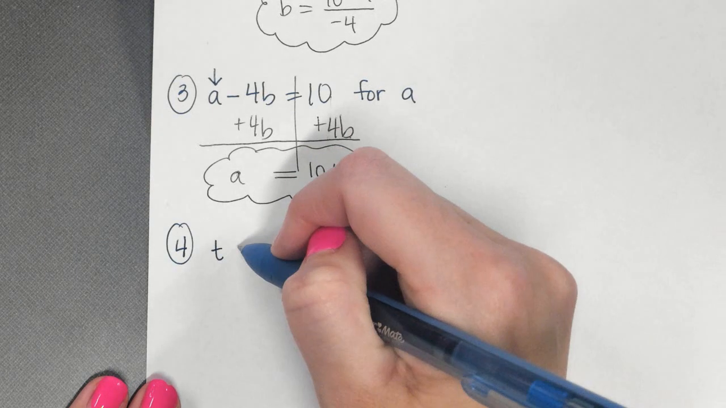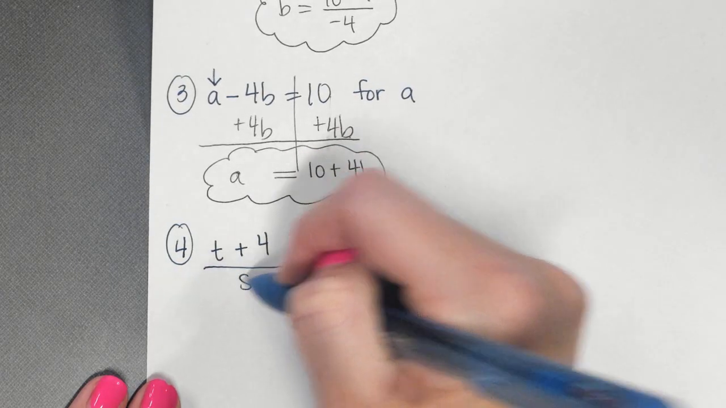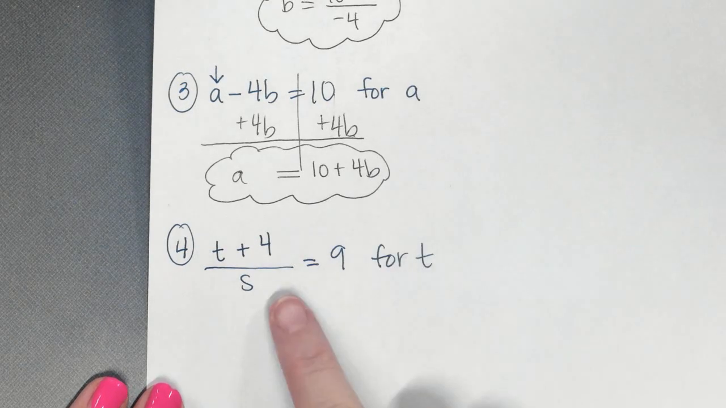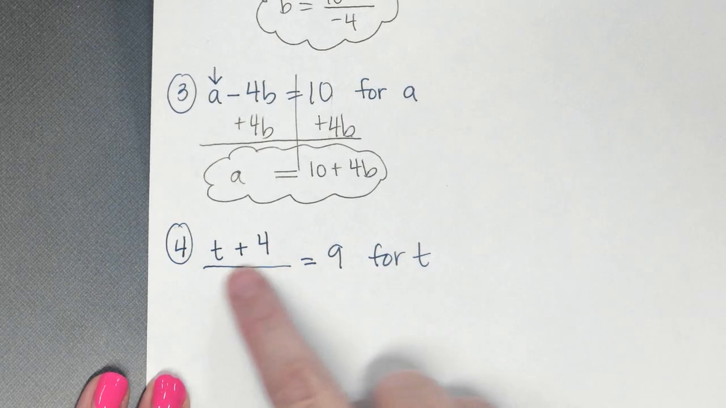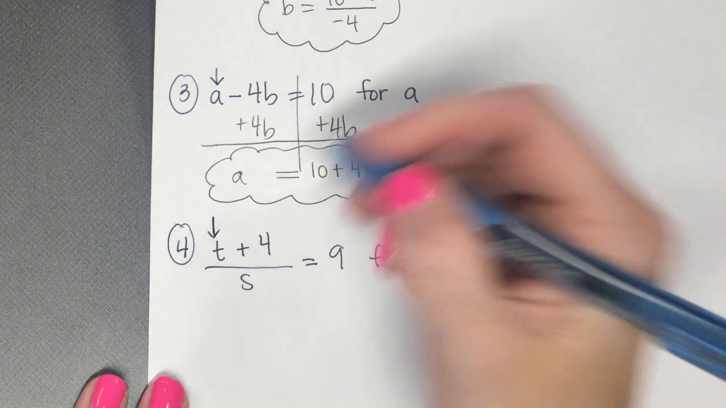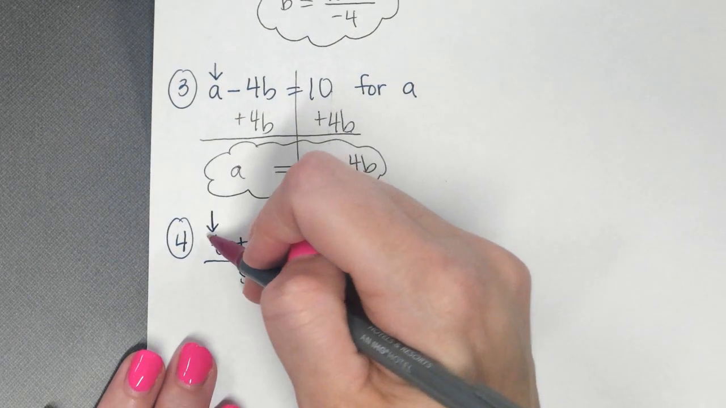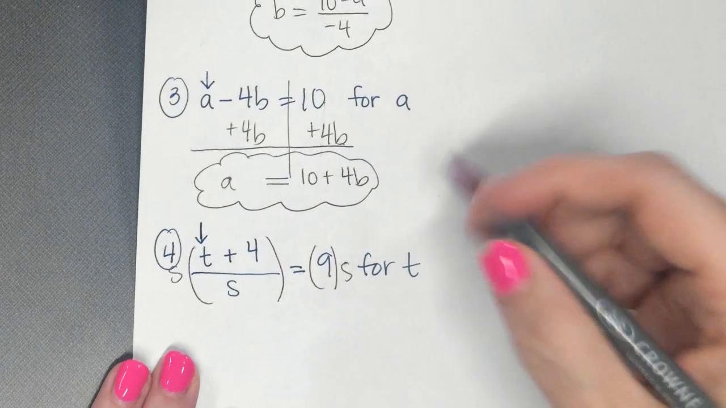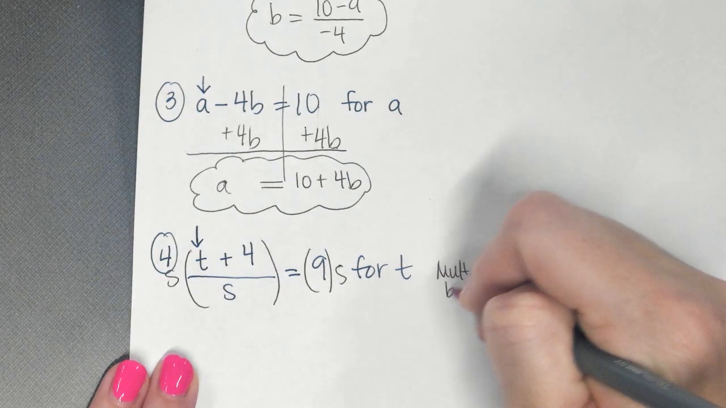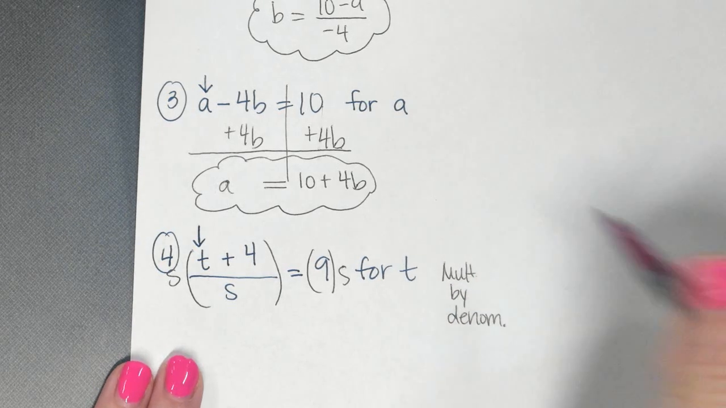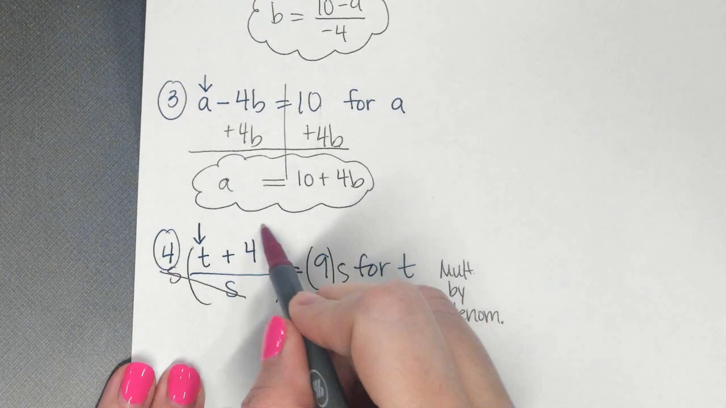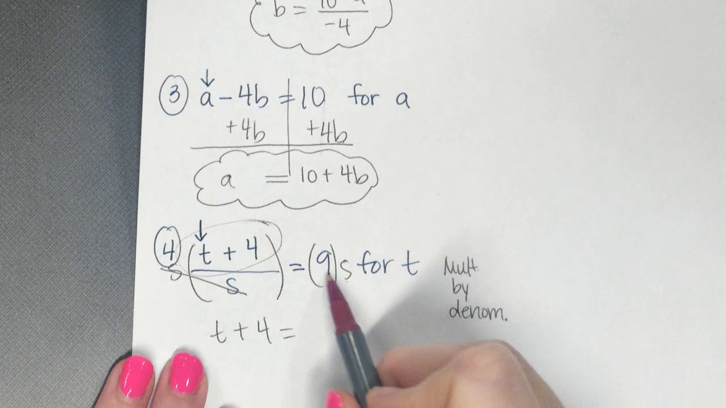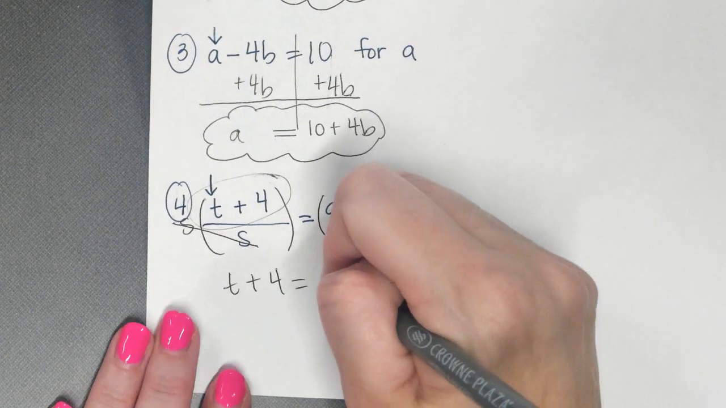All right, so this one, you have t plus 4 divided by s. This one kind of looks like number 1 that we did, but now, do you see how the whole thing is divided by something? So when that happens, we have to multiply first. And we're going to multiply both sides by s. You always multiply by what? Yep, that's right. Multiply by the denominator. When those cancel, you're left with the numerator, which is t plus 4. And then 9 times s, don't write it with the parentheses now. 9 times s is written as 9s.